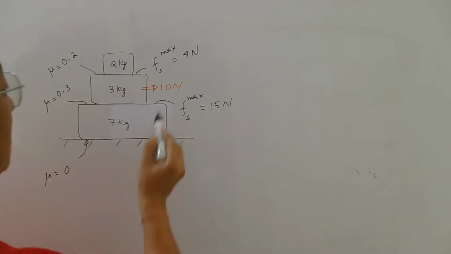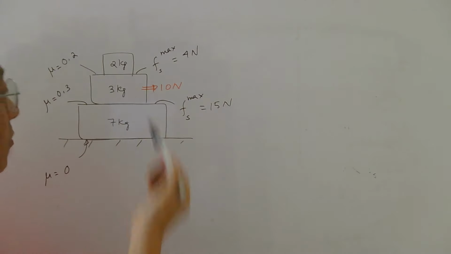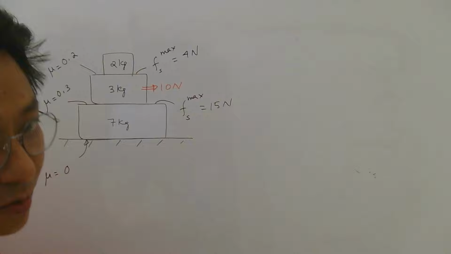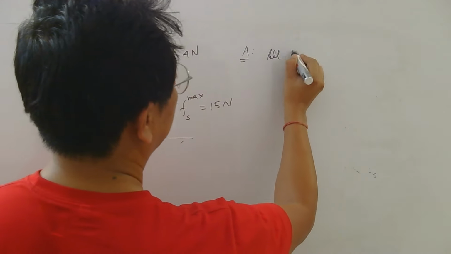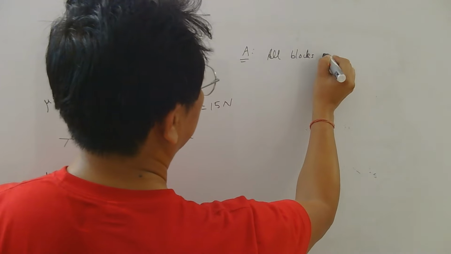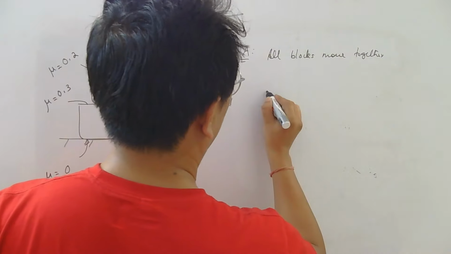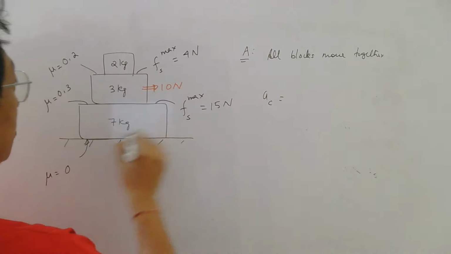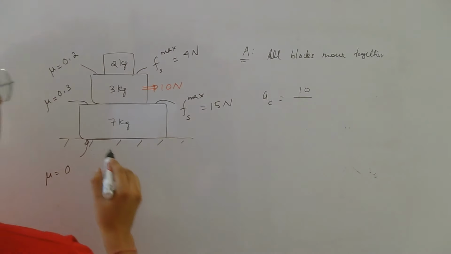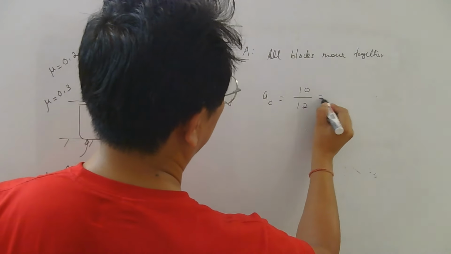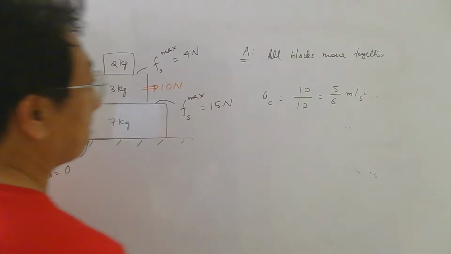Now in the second case, they have applied 10 Newton force on the 3 kg block. As we know, all the blocks will not be at rest because this surface is smooth, right? So we will assume all blocks move together first. And what will be the common acceleration? External force on the system is 10. Mass of the system is 7 plus 3 plus 2, 12. So this will be 5 by 6 meters per second square.